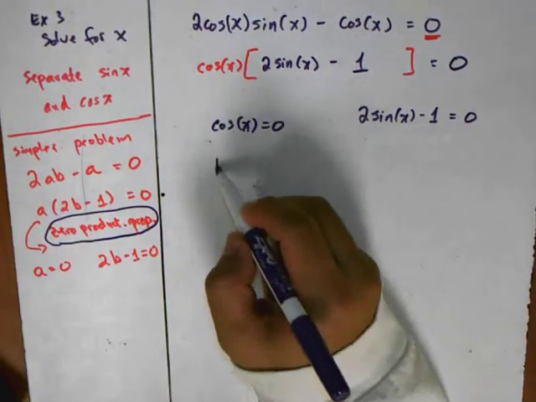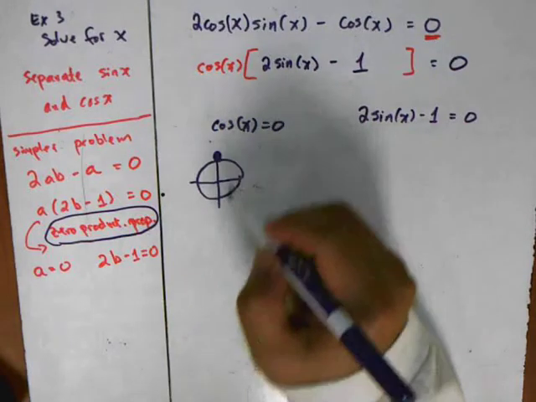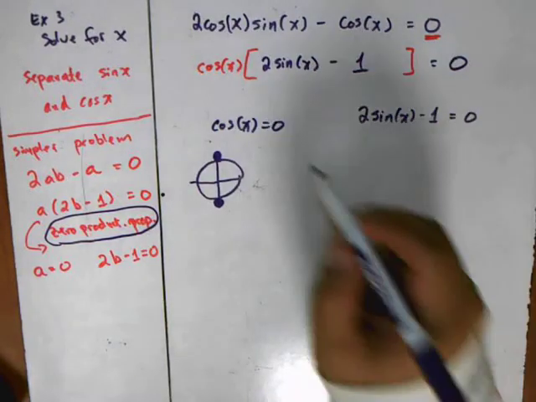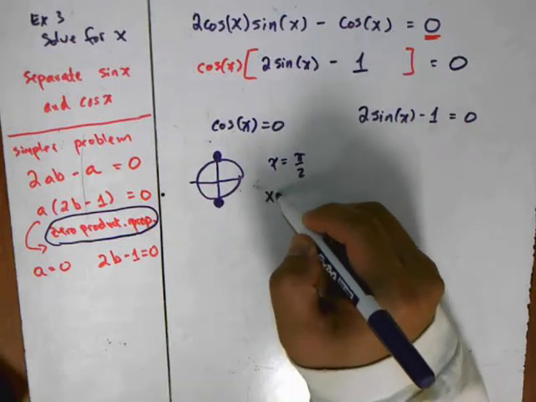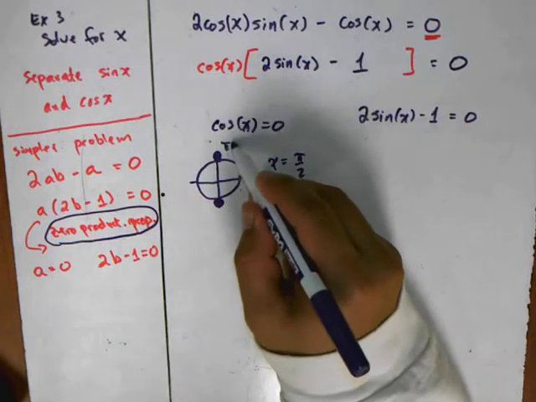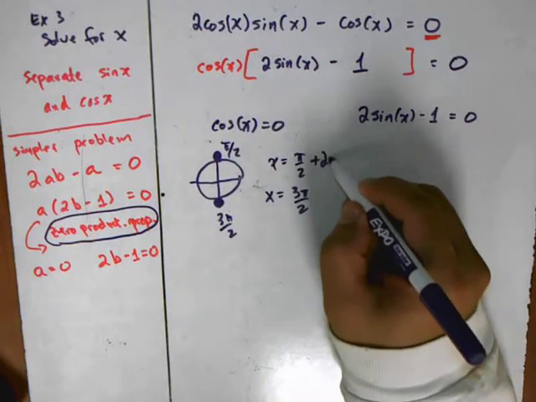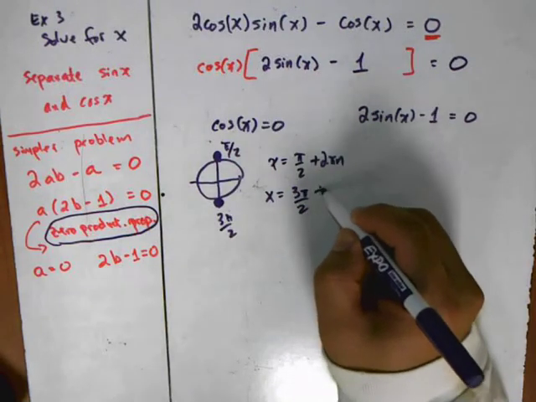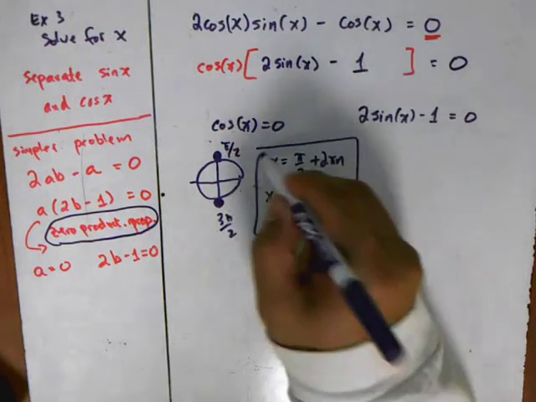Well, look at the unit circle. Where is cosine equal to 0? It's up here, and it's down here. So that means x equals pi over 2, and x equals 3 pi over 2. And of course, I have to add 2 pi n to this in order to get all solutions.